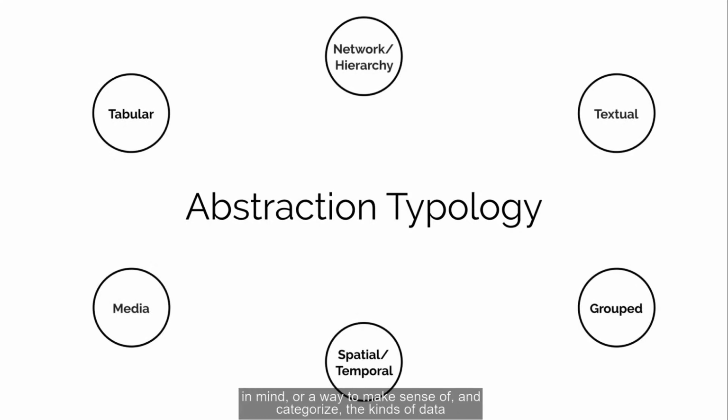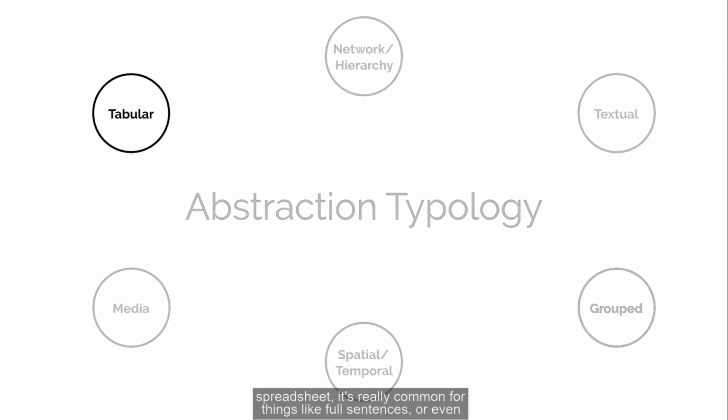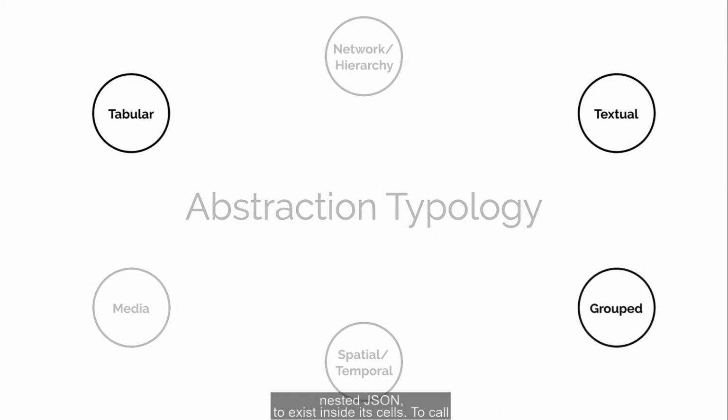As is kind of unavoidable in a study like this, we went into these interviews with a specific data abstraction typology in mind, or a way to make sense of and categorize the kinds of data abstractions that exist. It didn't take many interviews for us to realize that it's actually pretty rare for a dataset to fit cleanly in one category. For example, even if someone has an Excel spreadsheet, it's really common for things like full sentences or even nested JSON to exist inside its cells. To call something strictly a table, strictly textual, or strictly grouped is usually a little inaccurate, but an abstraction typology still gives us a way to start asking more targeted questions.